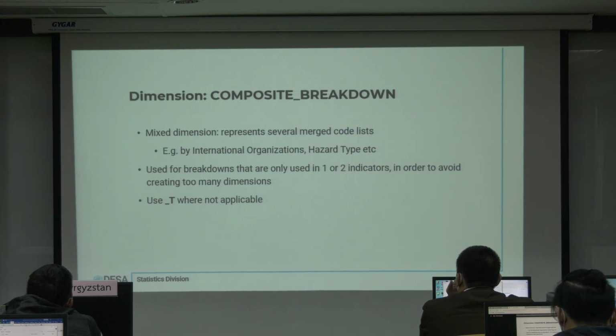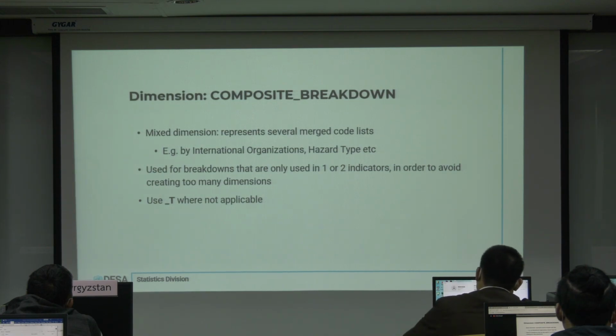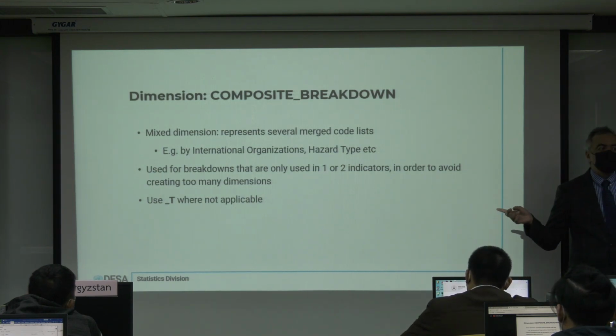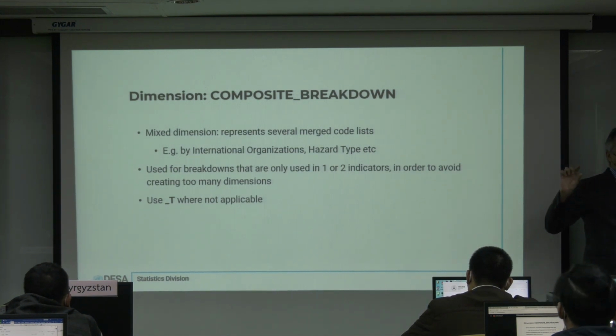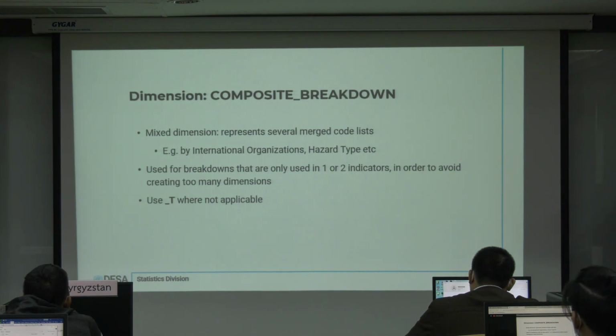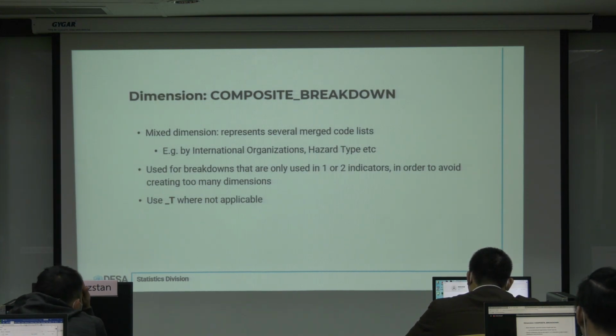But on the flip side, the thing is that if you have two breakdowns in the composite breakdown code list, you cannot use them at the same time. You can use one at a time. This is something you have to remember. This is a major downside of the composite breakdown approach. Okay? So, custom breakdown and composite breakdown are often called mixed dimensions or wildcard dimensions.